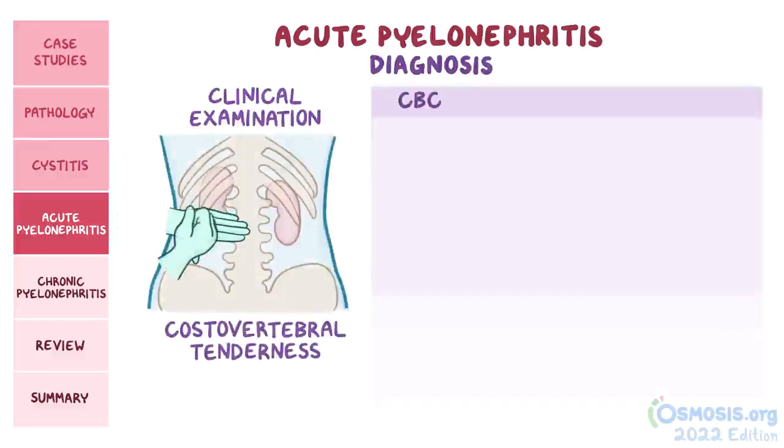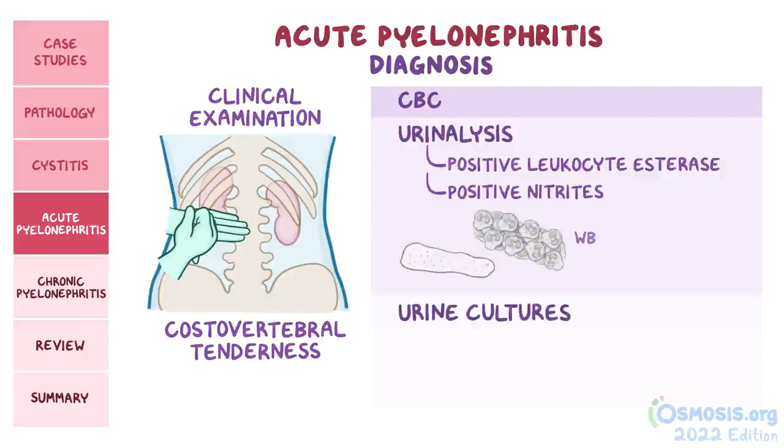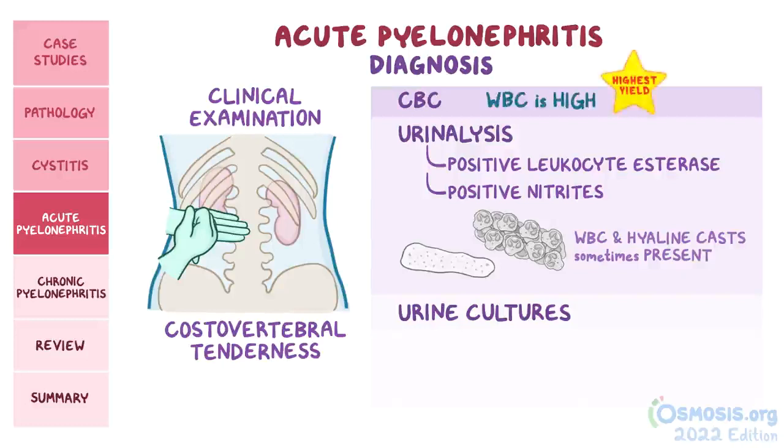A CBC, urinalysis, and urine cultures are done. The urinalysis is positive for leukocyte esterase and nitrites, like cystitis, but white blood cell and hyaline casts are sometimes present. On the CBC, the white blood cell count is high, and this will help you differentiate between cystitis and pyelonephritis. Now remember, imaging methods are not necessary for diagnosis. CT could show striated parenchymal enhancement, also known as striated nephrogram.